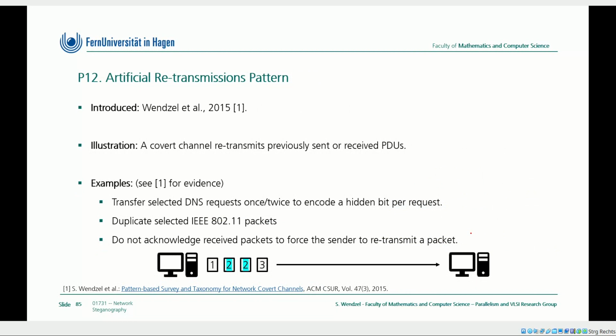The artificial retransmissions pattern is the opposite of one of the previous patterns, namely the one where we drop packets. It was introduced already in 2015, and here the covert channel retransmits messages to mimic, for instance, TCP reliability or DNS requests, which are often sent multiple times, because if you get no response, you just send the packet again. And also this can be done by just not acknowledging a packet and forcing the covert sender to resend the packet. So this is also feasible. And here, as you can see, some packets get duplicated, others are not.